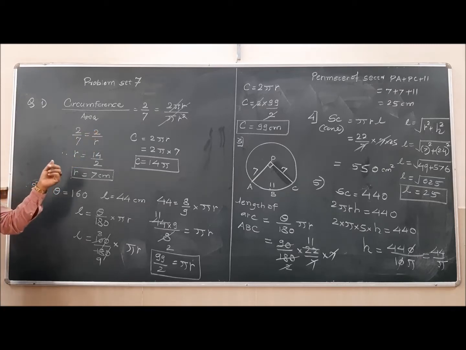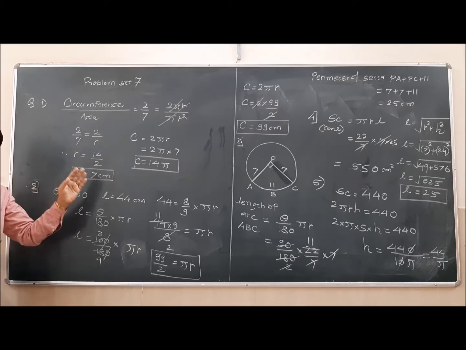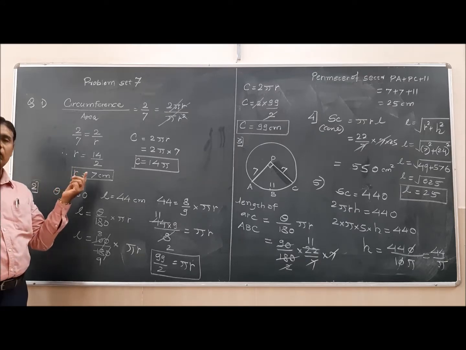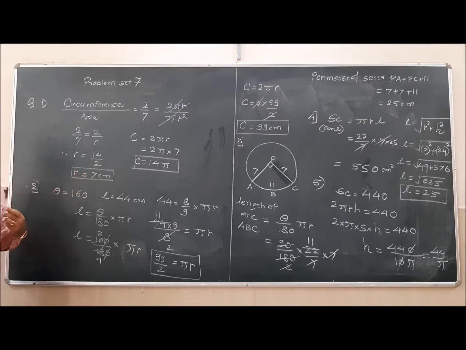Now here you will find, if I transfer this r over here to the left hand side, and if I take the reciprocal of 2/7 as 7/2, then on right hand side I will be getting it as 14/2, which is 7. Therefore, this is how you will find we obtain the value of r as 7 cm.